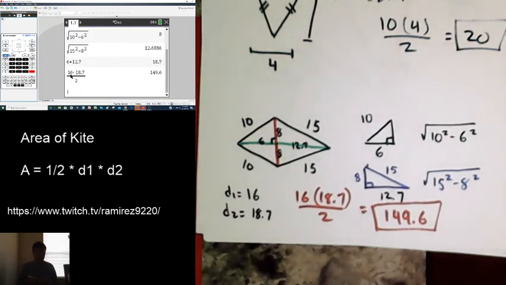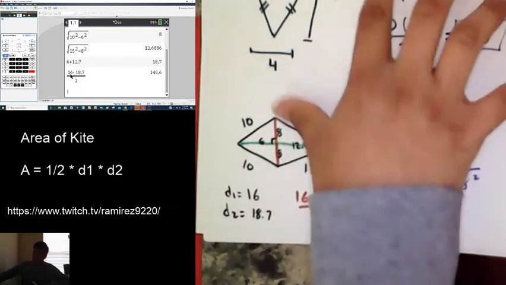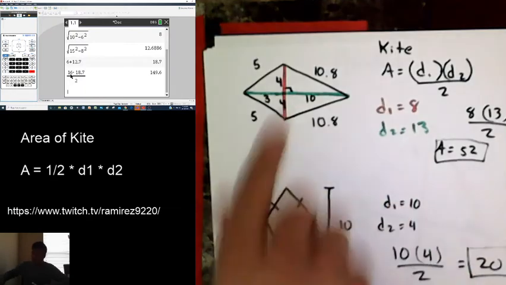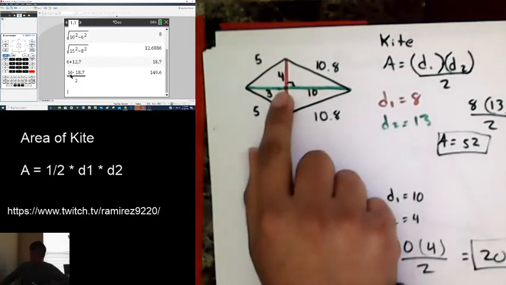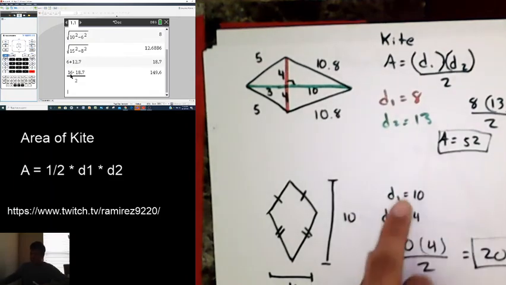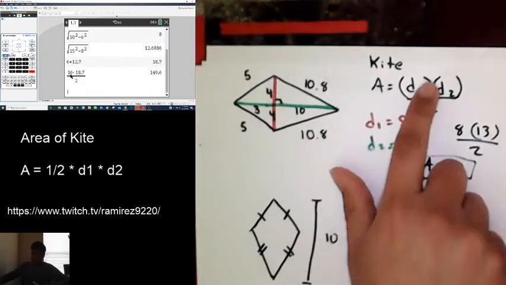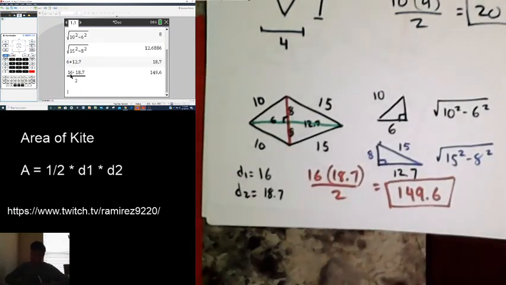And that's it, guys. That's how you find the area of a kite. If they give you the information, right away substitute into the formula and you're done. If you're missing information, you're probably going to have to do Pythagorean theorem.